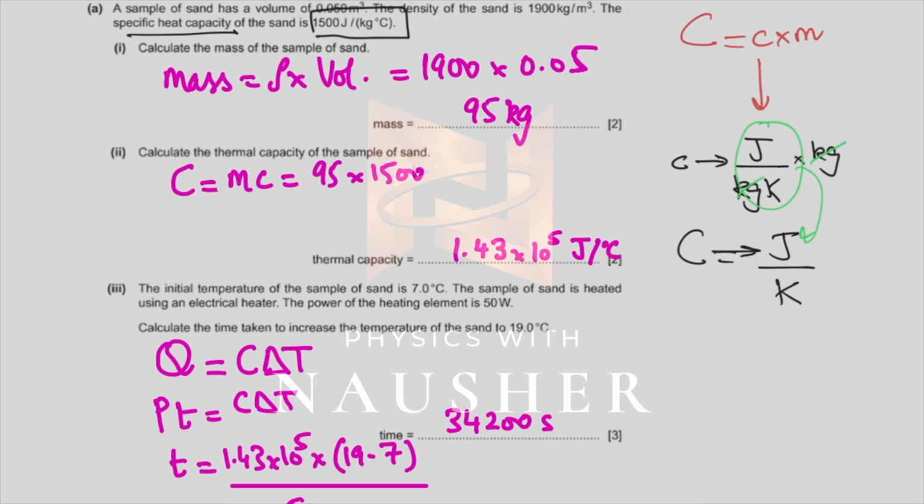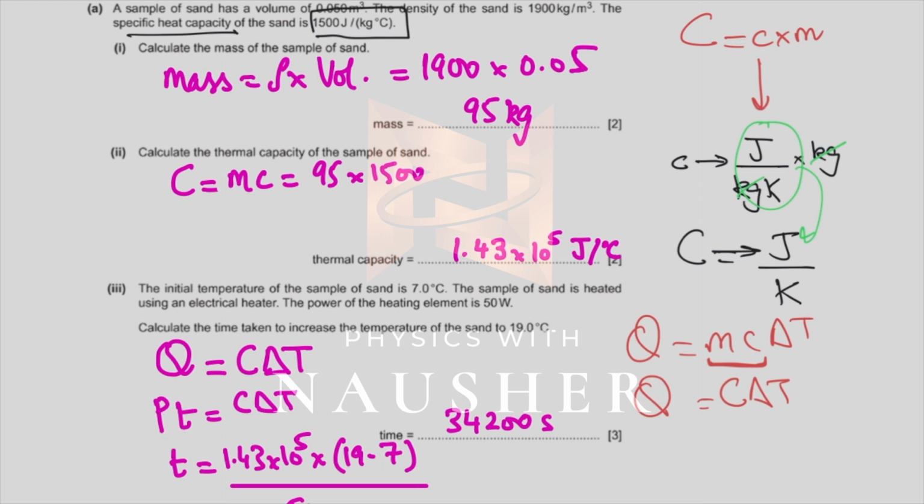Now, the initial temperature of the sample of sand is 7 and the sand is heated using a heater. The power of the heating element is 50 watts. Calculate the time taken to increase the temperature to 19. So Q is equal to, what is our usual formula? Our usual formula is Q is equal to mc delta T, right? Now if you've already calculated m and c, I can even write Q is equal to C delta T. And what is Q? Q is energy. Now where is the energy coming from? It is coming from the heating element. Heating element is power into time. So power into time is equal to C delta T.